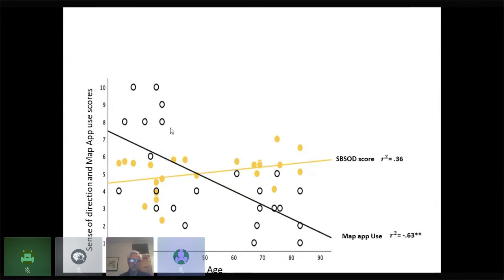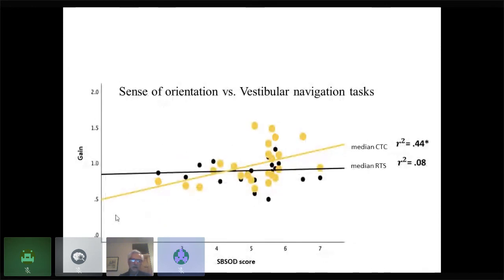So, because I have no reason to believe that biologically the young and the old are different in how they were wired up in the first place, I would tend to assume that it is the map app use that led to a reduced sense of orientation in the Santa Barbara score. And when you bring in the other factors here, which are the vestibular navigation parameters, you can see that this complex complete the circle task, the going around the block task, is significantly related to the Santa Barbara score.